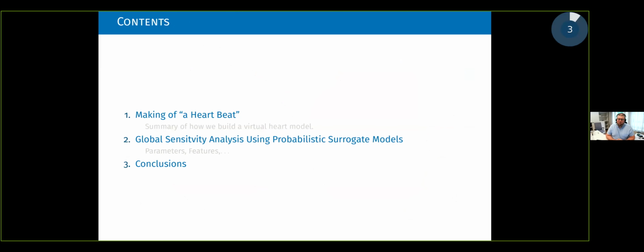So this brings me to the contents of my talk. First, I would like to tell you how we made this heartbeat. The second, which is maybe more interesting since we have seen already a few simulations, is if we have a model, how do we study the sensitivities of input parameters to output parameters. And for this, we've come up using Gaussian processes and some surrogate models, and let's dive into it.